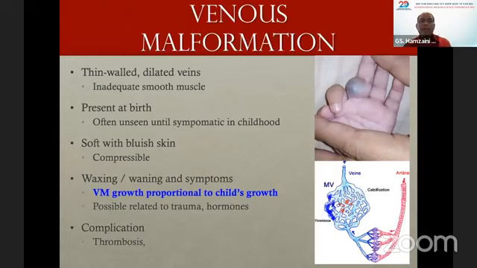Venous malformation is thin-walled, dilated veins, and usually it is present at birth, and sometimes it may be hidden in a certain structure and only appear a few months or a few years after that. It is a soft bluish skin discoloration of the lesion, and it is usually compressible, unless there is a thrombosis within the venous malformation. So venous malformation may increase or reduce in swelling based on whether there is thrombosis or infection.